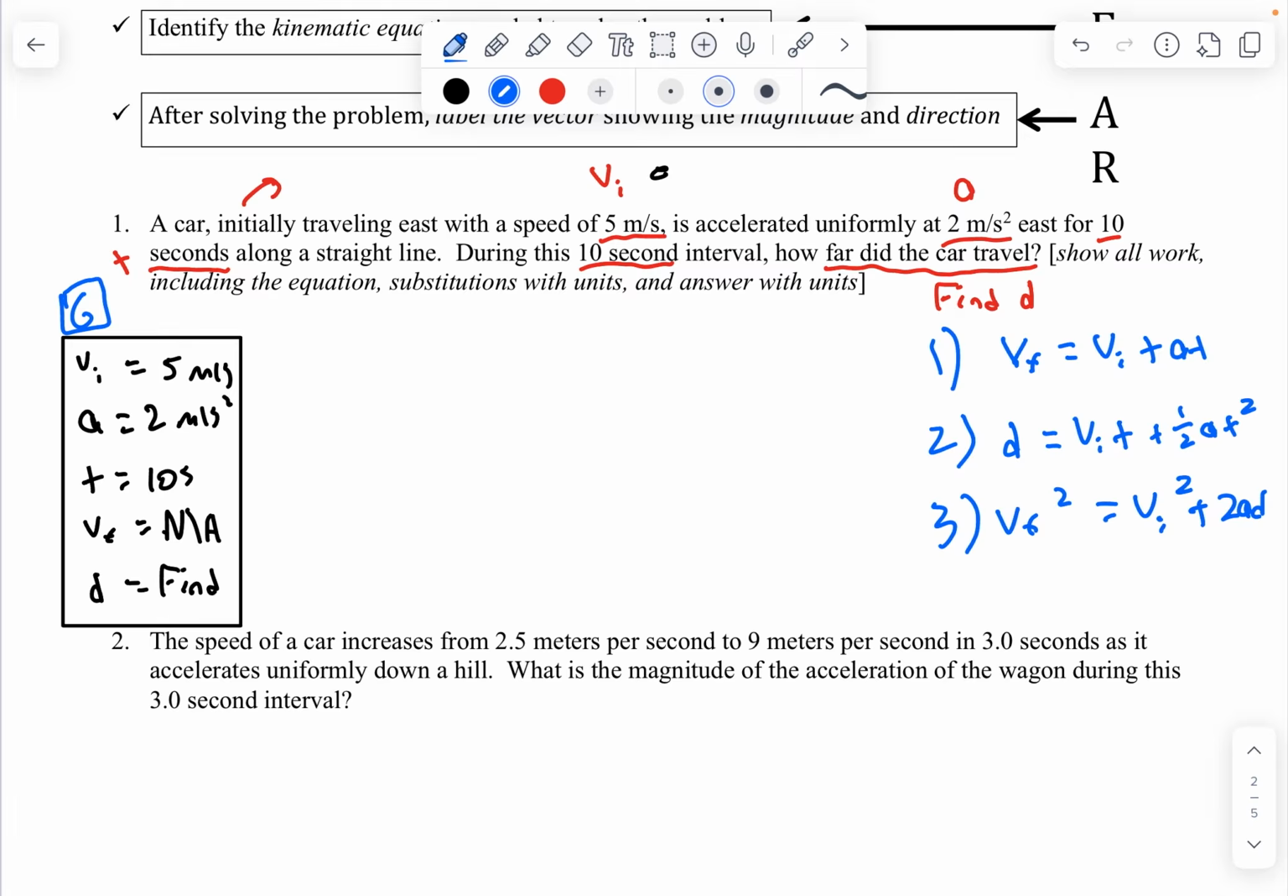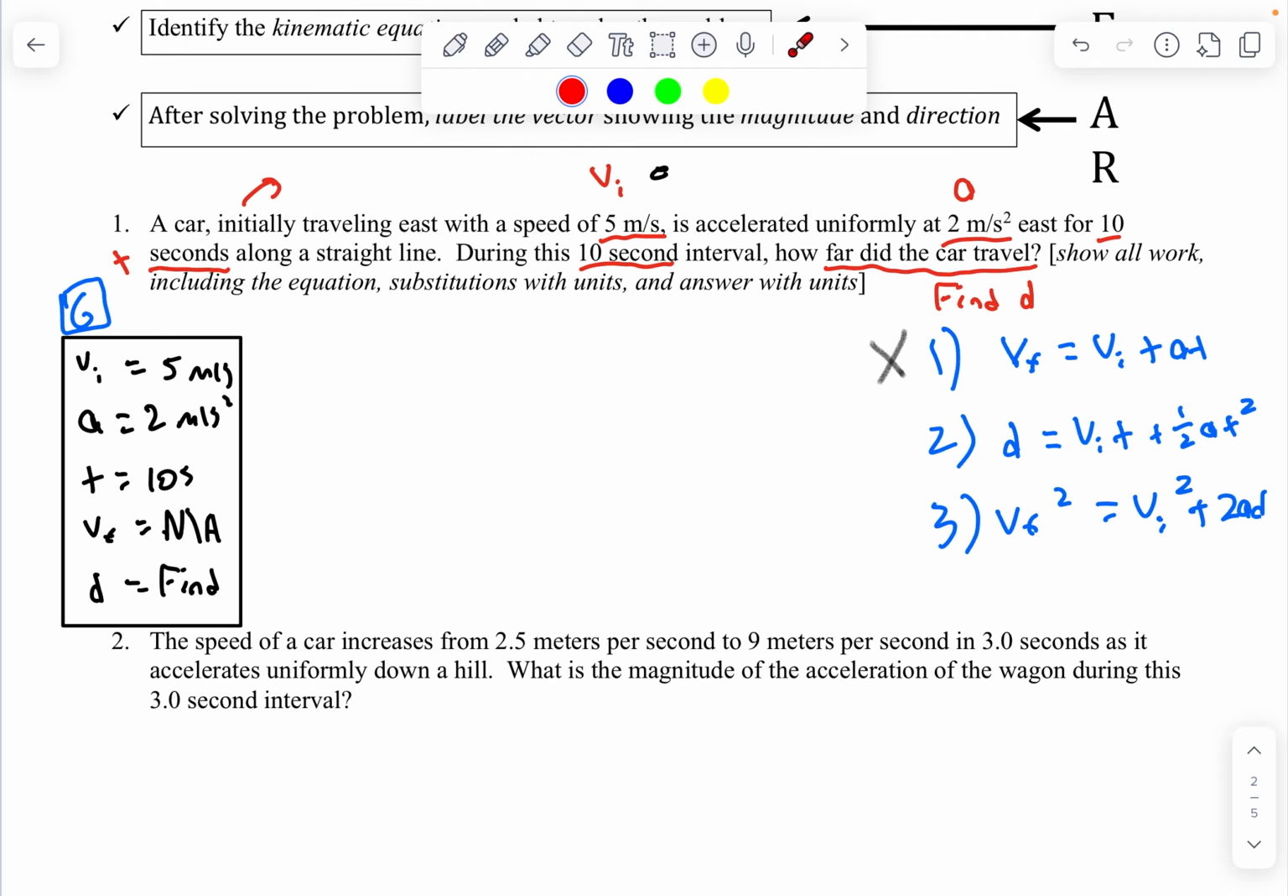And here's how we do that. You'll see over here in our what we're given area, we're trying to find displacement. So we want to use one of the equations that has displacement, and that lets us cross out the other ones. Which one does not have displacement? Well, 1 has no displacement, so why would we use 1? We can cross out 1 because there's no reason we would want to use it. So let's say no 1. We're not going to use that.